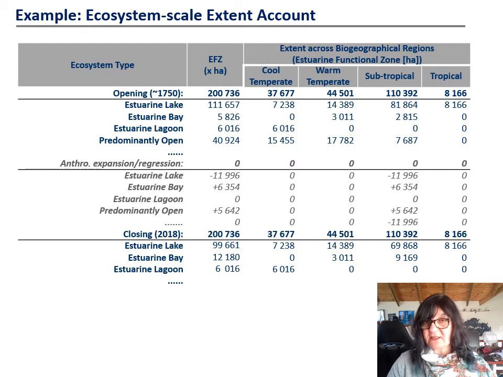In terms of the extent account, I won't be going into detail because it's just a short session, but this is an example of an extent account. We divided the estuaries into the different types: estuarine lakes, estuarine bays, lagoons, permanently open systems. We provided the extent of these systems in total and also subdivided it by bioregion. Then we reflected change. In this case, the bulk of the change was a type swap in the case of uMhlathuze and Richards Bay, and then developed the closing accounts.